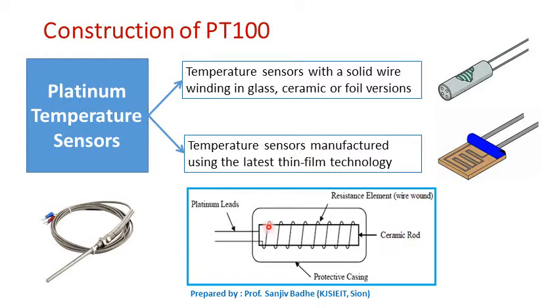The winding is fused onto the ceramic and is provided with the connecting wires. Resistance value is calibrated by adjusting the length of this platinum wire. At the end, a protective case is pushed over the ceramic rod and the winding. This is how the actual PT100 sensor will look.